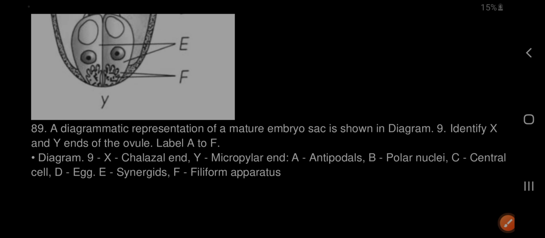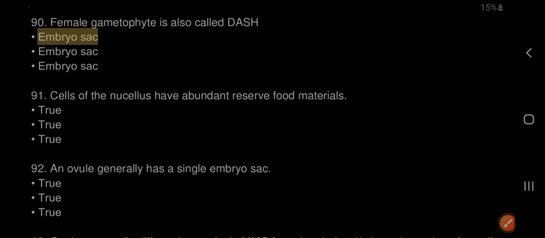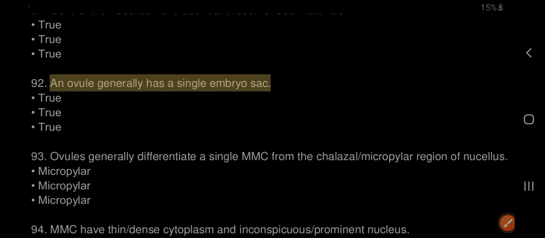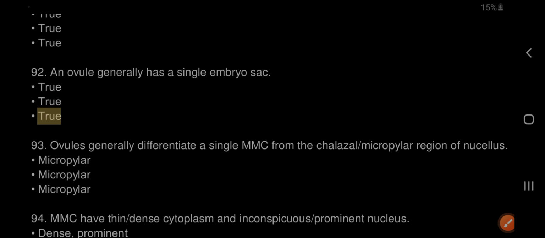90. Female gametophyte is also called dash. Embryo sac. 91. Cells of the nucellus have abundant reserve food materials. True. 92. An ovule generally has a single embryo sac. True. 93. Ovules generally differentiate a single MMC from the dash region of nucellus.